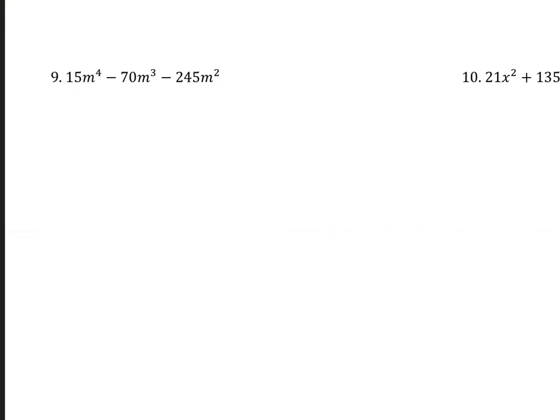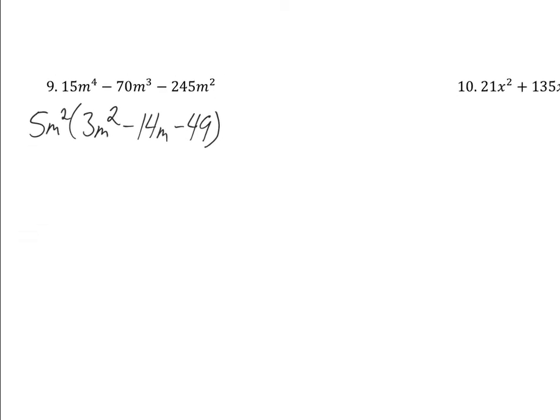So looking at it, 5 goes into all 3 of those, and we can pull out m to the second. So 15 divided by 5 is 3. I had 4 m's. I took 2 away, so that leaves me with 2. Negative 70 divided by 5 is 14. I have 3 m's. I took 2 away, so that leaves me with 1. 245 divided by 5 is 49. Okay, so now we're going to multiply 3 times 49, which is going to give me 147.